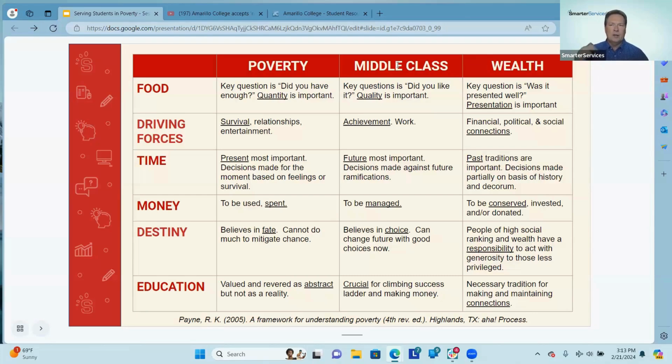Destiny. This one's really important. Later in the webinar, we're going to be talking about locus of control being one of the things that we measure with SmarterMeasure.